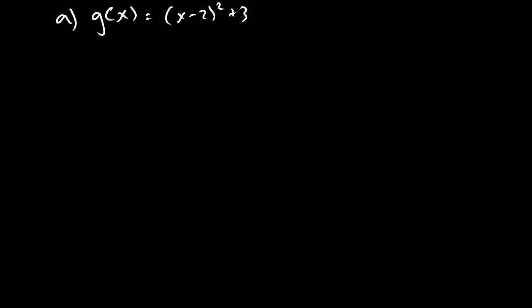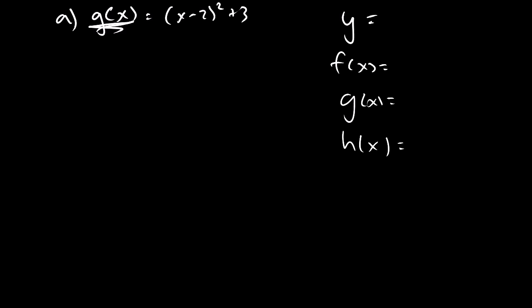Oh my gosh, Mr. Hill, g of x, I'm so confused. What does g of x mean? Well, we used to have y equals, then we upgraded to f equals, now we're upgrading to g equals. All it is just another name. We could have h equals for Mr. Hill. We could have t equals for the very awesome Mr. Hill.